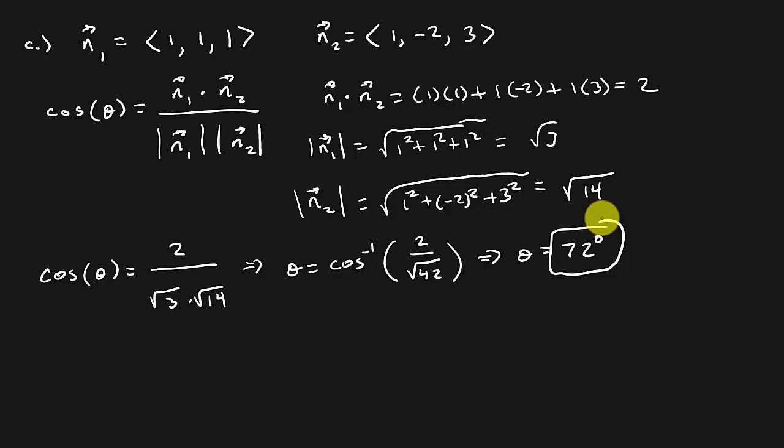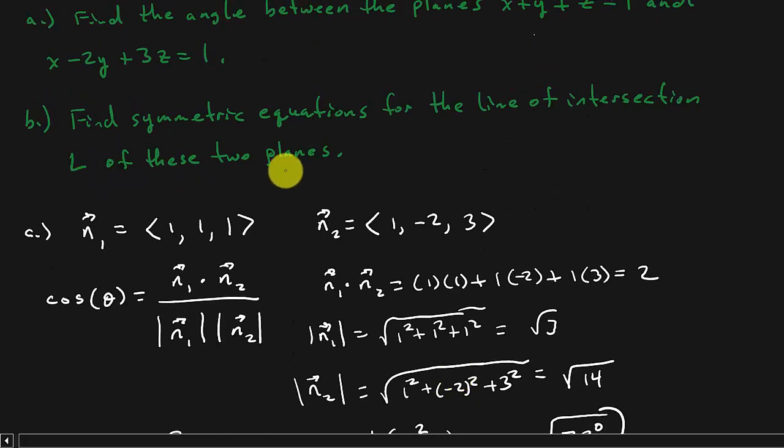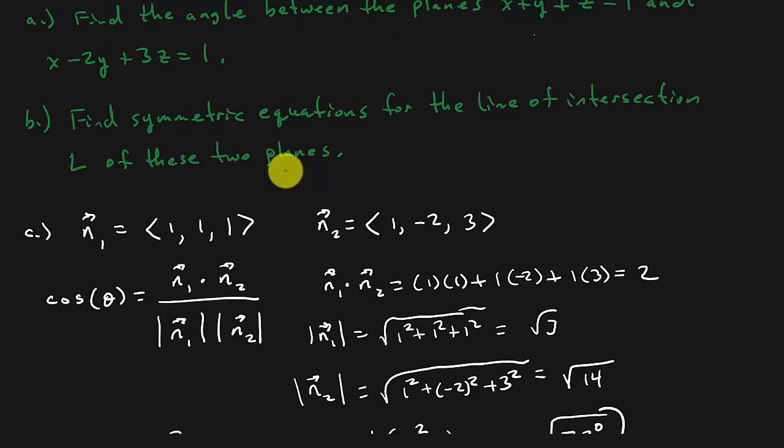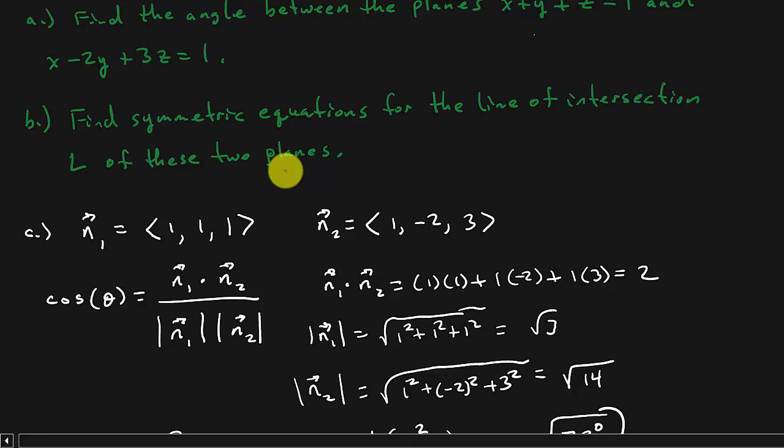All right, now what was part B? It says find symmetric equations for the line of intersection L of these two planes. All right, so what do we have to do? Well, first thing we need to do is find a point on L, right? We've got to find a point on L.